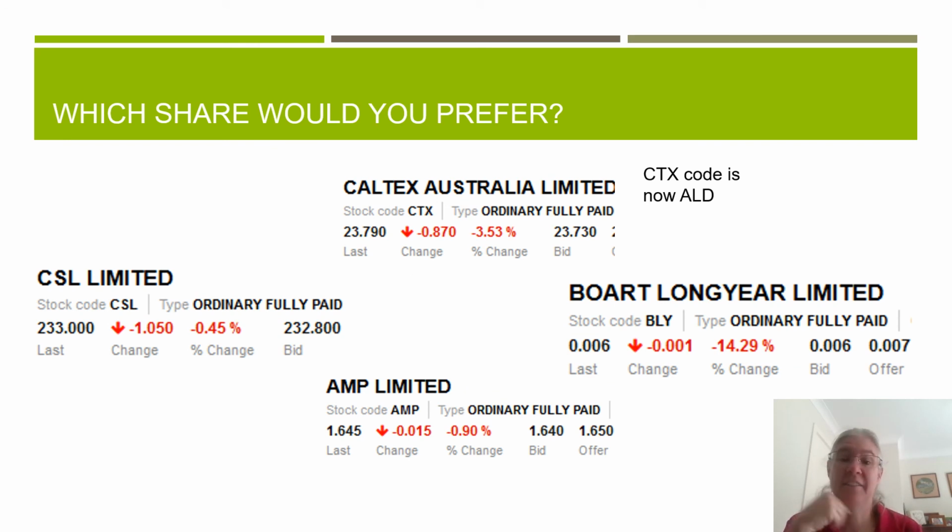Okay, so looking at these shares, we've got here Caltex, CSL, AMP, and BOA. Now, BOA is, oh, I don't even, 6 cents. It's not even 6 cents, is it? It's 0.6 of a cent. We've got Caltex trading at $23.79, CSL $233 a share, and AMP $1.64.